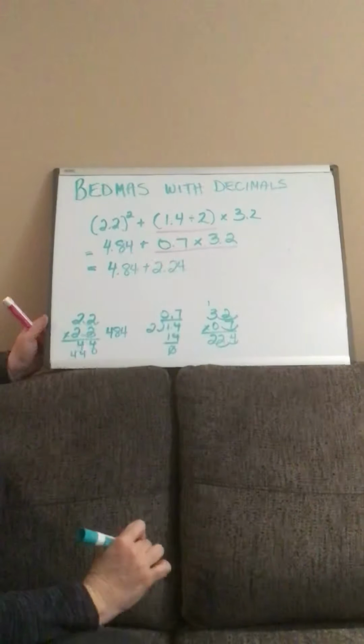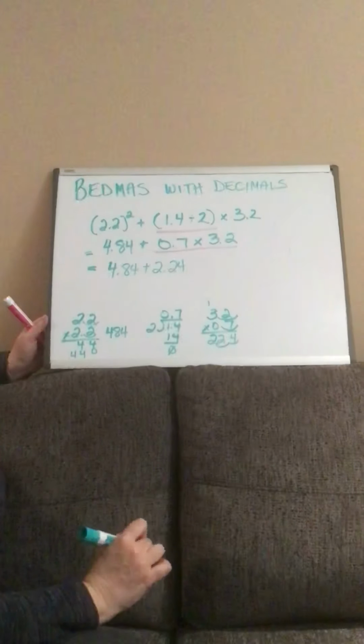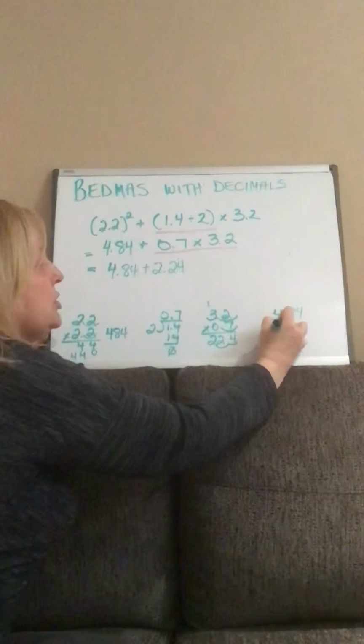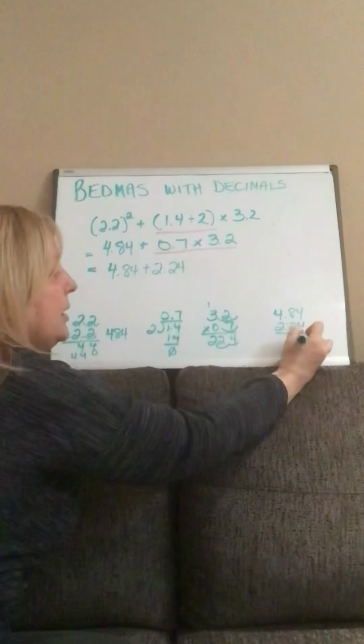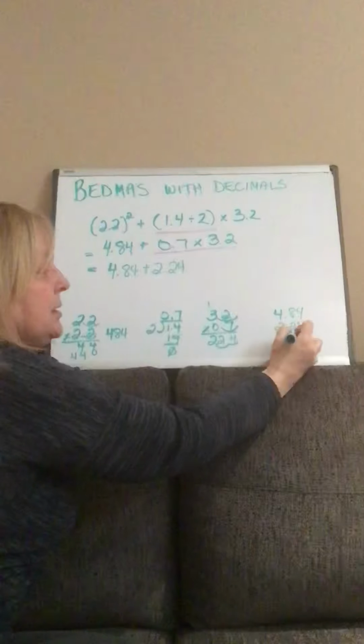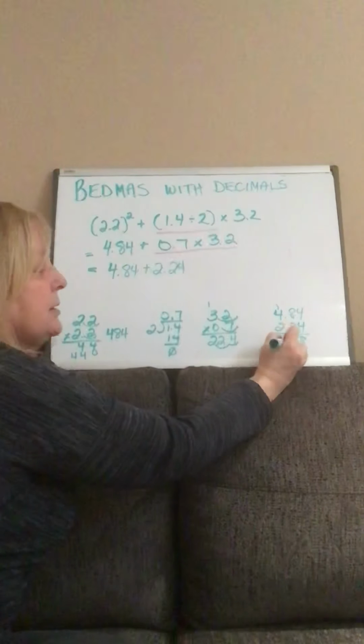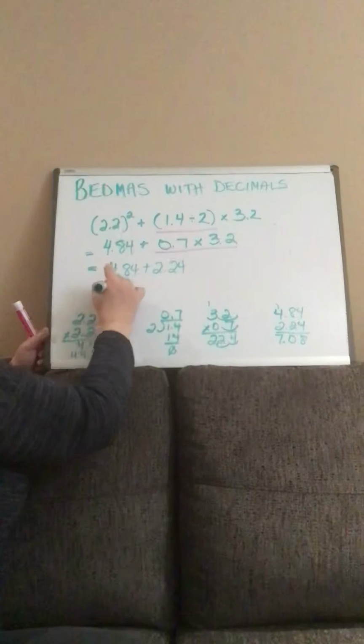Now I'm going to have to add these two things together. So I have 4.84 and 2.24. 4 plus 4 is 8. 8 plus 2 is 10. Carry the 1. 4 plus 2 is 6. Plus 1 is 7.